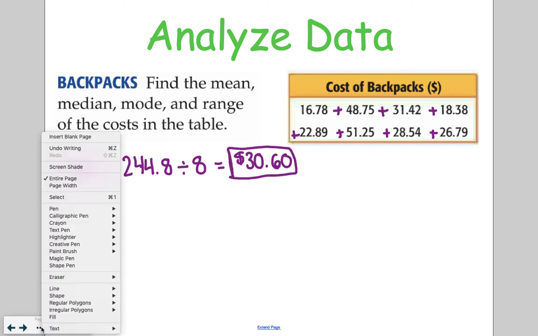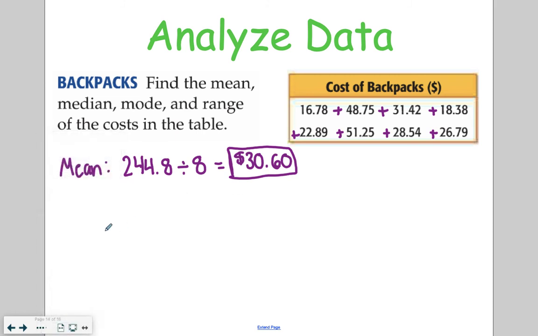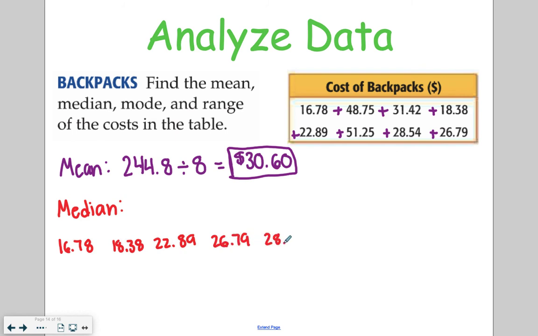Then we need to go through and find the median. So for the median, this is where we have to put them in order. So putting them in order, we've got 16.78, and then we've got 18.38, and then we've got 22.89, and then we've got $26.79, and then $28.54, followed by $31.42 and $48.75, and our biggest price of $51.25.